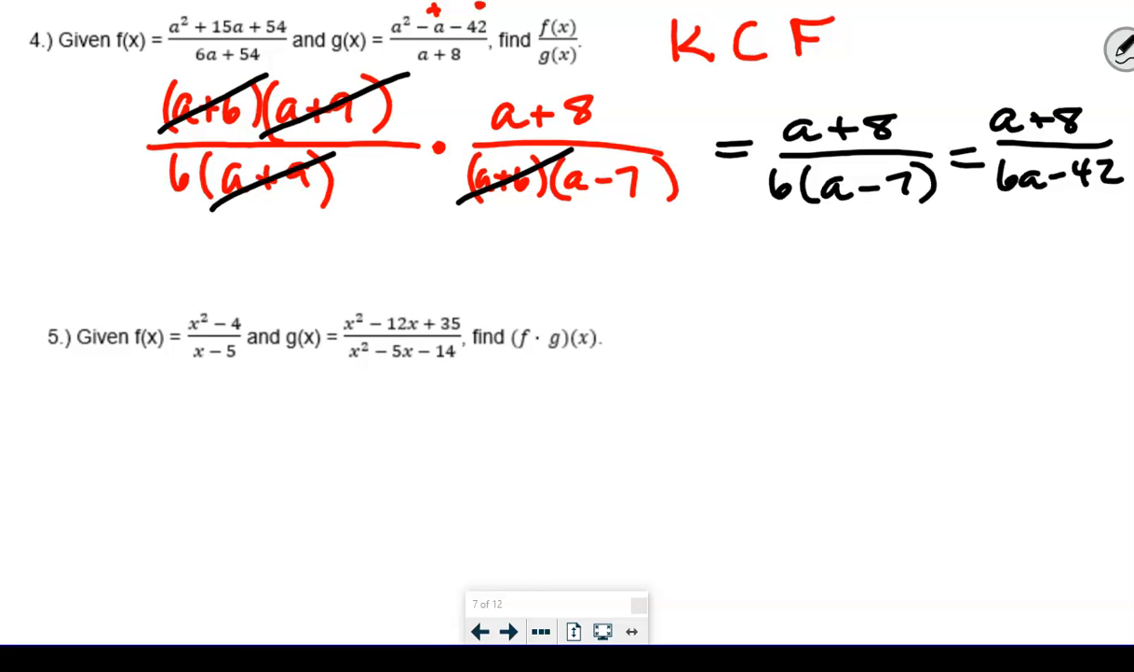Now this one, I had several questions about number 15, y'all. People didn't understand what this was telling them to do. It's really telling us that we're going to take f of x times g of x, okay? That's what this problem is telling you to do.